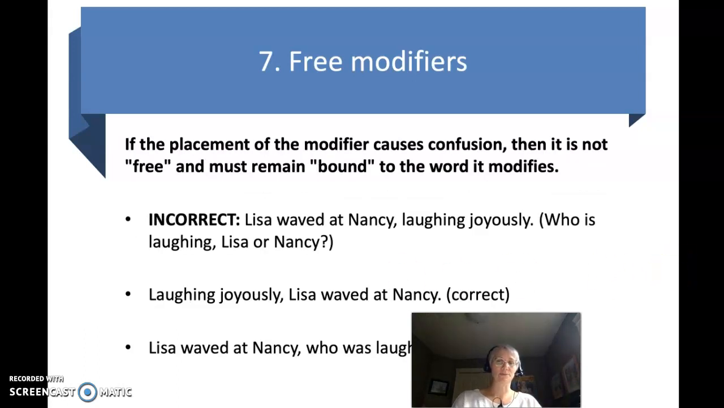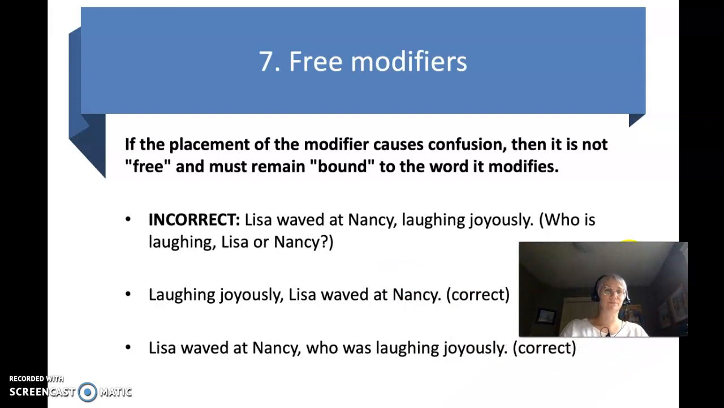For example, if the modifier is placed in a part of the sentence where it's inappropriate, it can cause confusion, and you never ever want to cause confusion with your reader. For example, Lisa waved at Nancy, laughing joyously. Well, okay. Who is laughing? Lisa or Nancy?